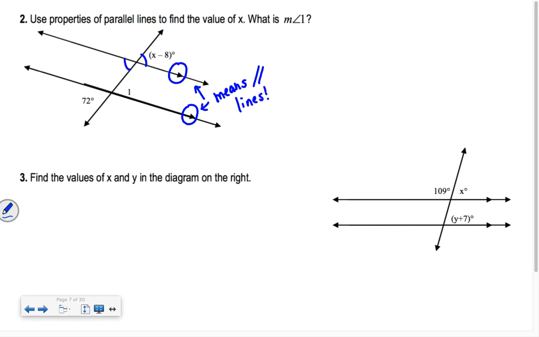So what's corresponding to the x minus 8? This angle 1, that's right there. So that's not saying that that angle measure is 1. Notice that's not like 1 degrees or anything. It's just a way that we name angles sometimes. All right, and then this one is congruent as well. So they're actually equal to each other. So we're going to say that x minus 8 is equal to 72. So x equals 80.